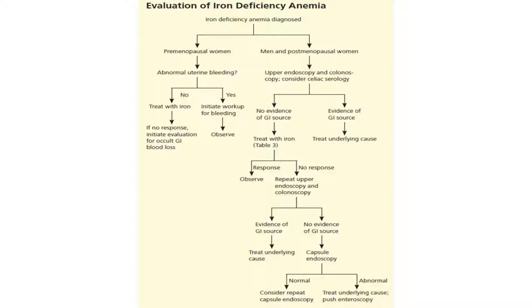All right. In men and postmenopausal women, we should look into sources of GI blood loss, as I told you. We should order endoscopy and colonoscopy preferably, especially if the patient has a history of colon cancer in the family, so we have a big suspicion of a source of GI blood loss. If you find the source, then we can treat accordingly. But if the patient is not responding, we can repeat the endoscopy. Still not responding, we can do the capsule endoscopy. And if still no response, we can repeat the capsule endoscopy for this patient.